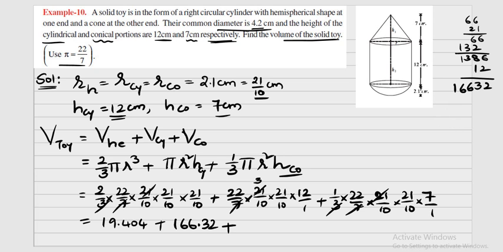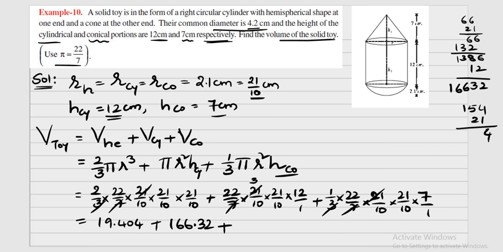166.32, plus here 22 into 21 into 7. 22 7s are 154, no? So 154 multiplied by 21. 4 1s are 4, so 154. Next, 2 4s are 8, 2 5s are 10, so 1 will be carried. 2 1s are 2, plus 1 is 3. So 4 8s plus 5 is 13, so 2 3. Here also, what am I going to get? 32.34, because I have 2 tens here.